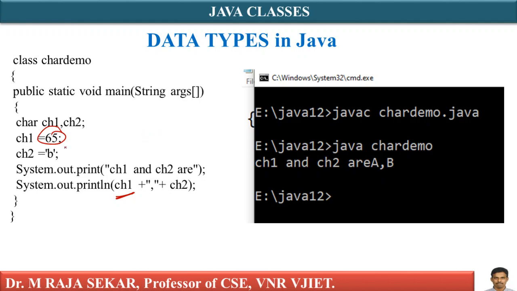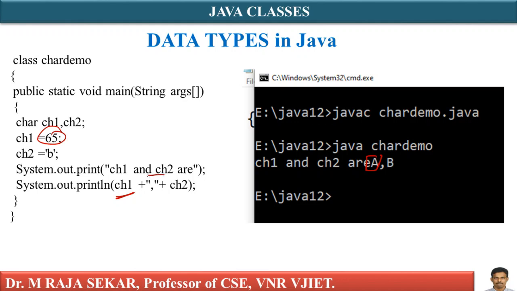This 65, that integer, is known as the ASCII value in the context of C or C++, whereas in the context of the Java programming language, it is known as Unicode. CH1 means it's not displaying 65, it is displaying A. Why? Because 65 is the Unicode for capital A.